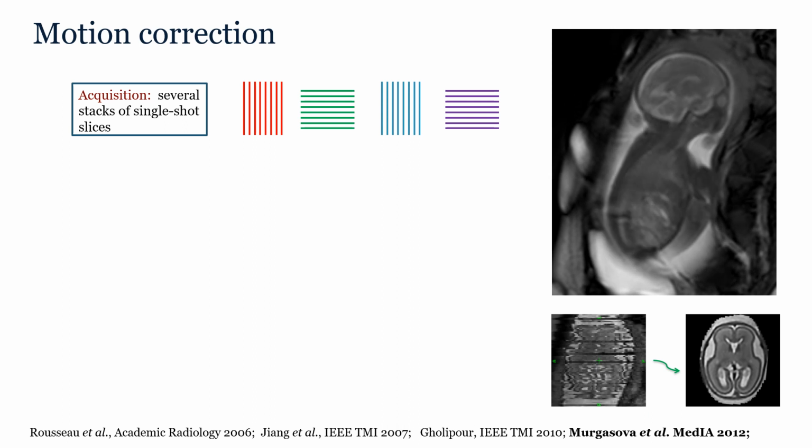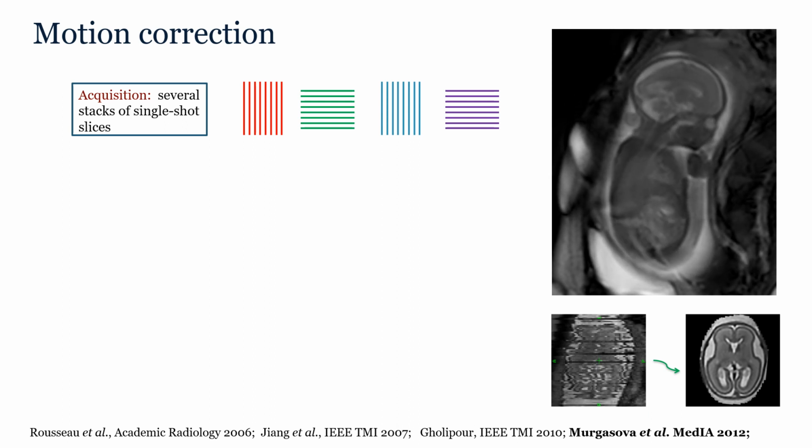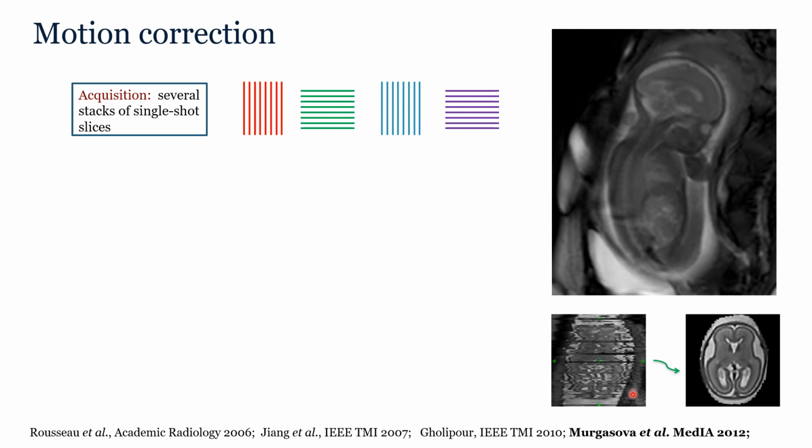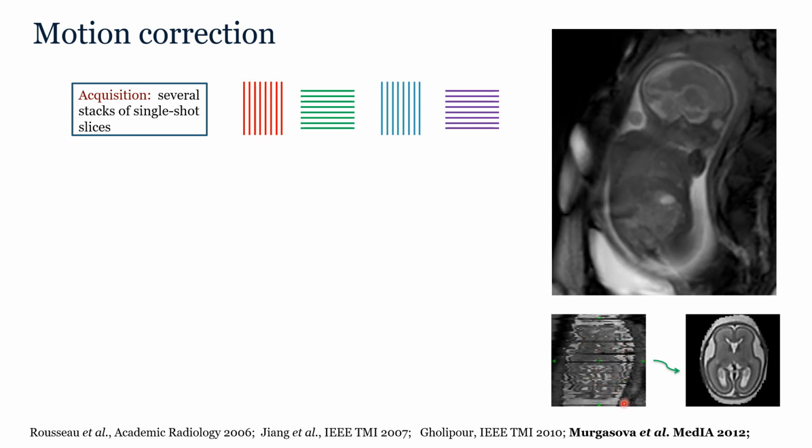This motion correction strategy for fetal MRI has been around for a long time. The main idea is that we acquire one slice at a time, because this can be done very quickly and this effectively freezes motion in time. So we will end up with several stacks of slices. However, we will see motion between the slices, as you can see in this picture here.